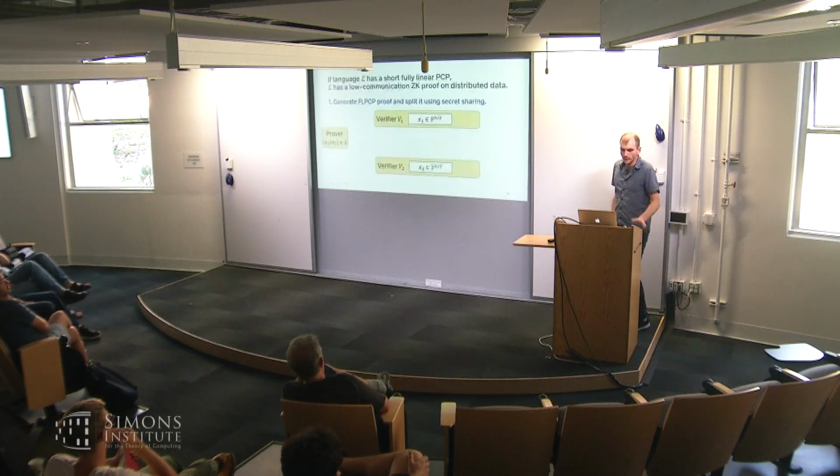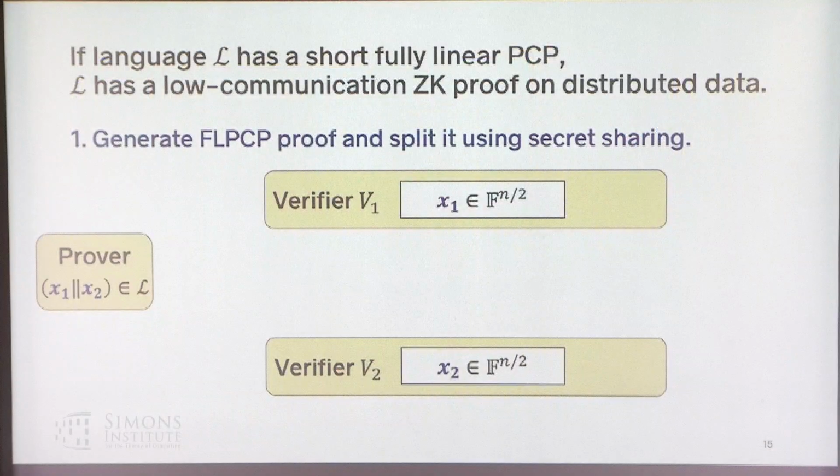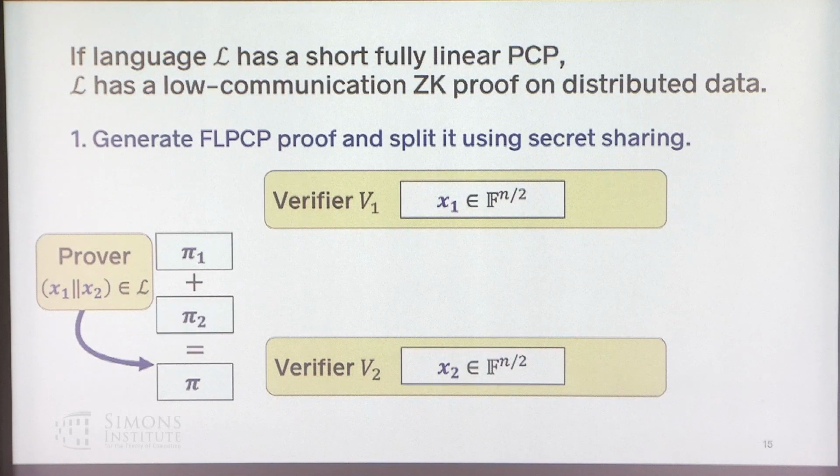Good. So now I'm going to show that if a language has a short, fully linear PCP, then it has a low communication zero-knowledge proof on distributed data. So this is kind of the compiler. And you'll see it's very, very straightforward. So the setting is we have these two verifiers. Each verifier has a piece of the input. So this verifier has a piece x1, this verifier has a piece x2, and the prover has both x1 and x2. And the prover is going to try to convince the verifiers that they're holding a piece of an x in the language. So the prover outputs a fully linear PCP that attests to the fact that x is in the language. It splits this proof into two shares using a secret sharing scheme, like a linear secret sharing scheme. And it sends one piece of the proof to each of the two verifiers.